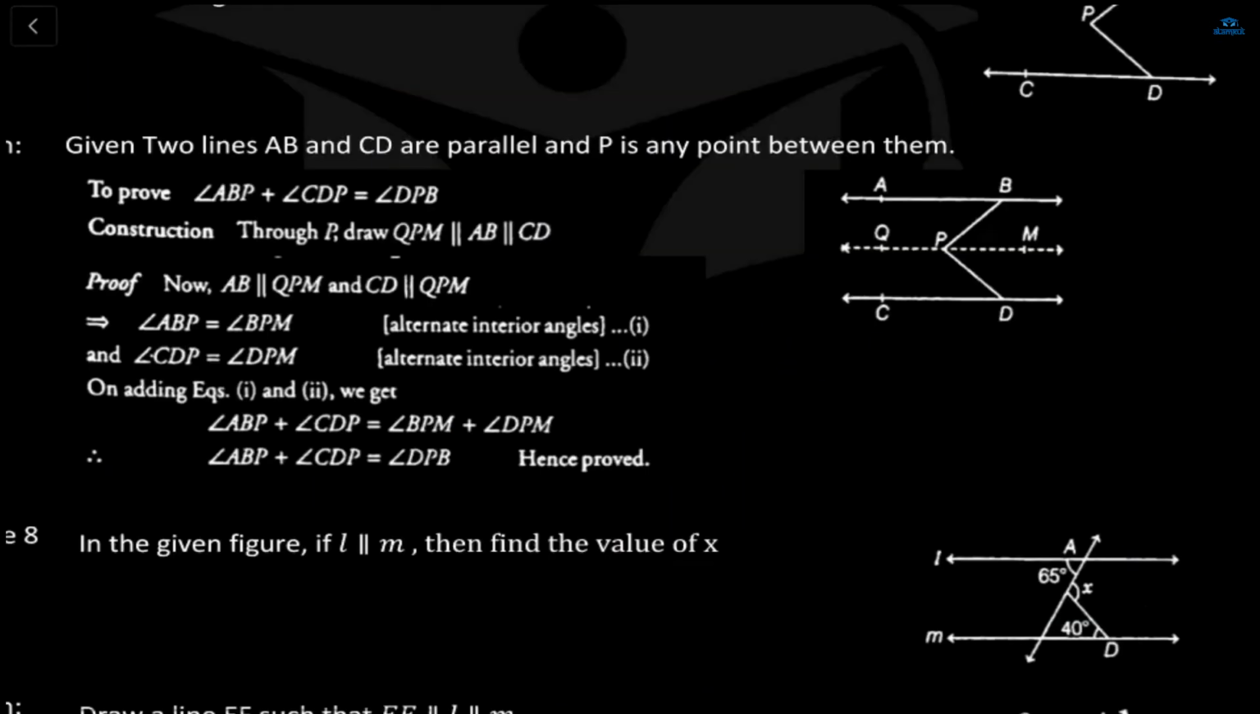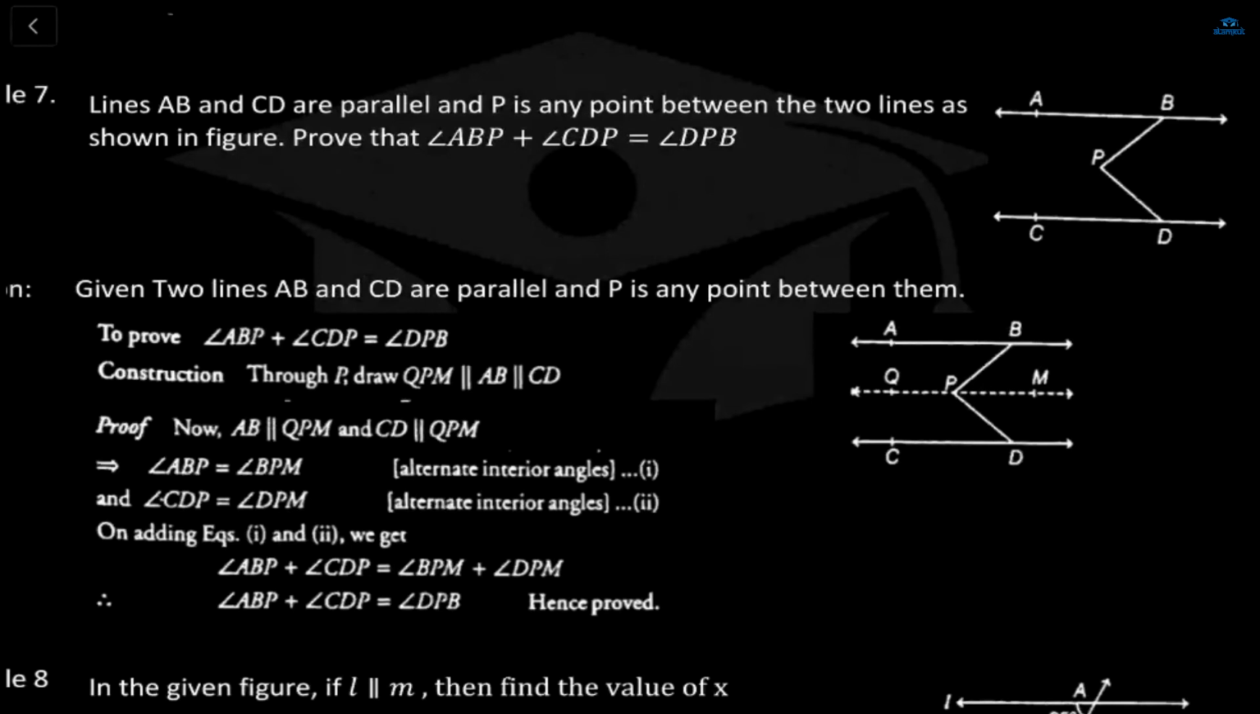Now, the next question is: lines AB and CD are parallel and P is any point between the two lines, as shown in the figure. Prove that, now who is going to prove this? Angle ABP plus angle CDP is equal to 180 degrees.